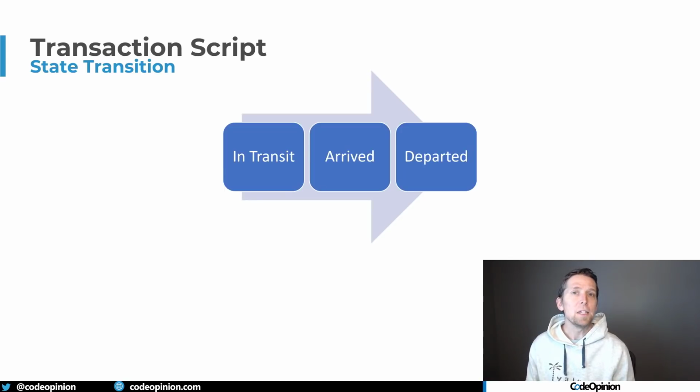So the key part is our state transitions for a stop. It goes through these three states. A stop is going to be in transit when we're on our way to that stop. So when we're on our way to the restaurant, we're in transit. Then when we get there to pick up the food, we're going to be in an arrive state. And then when we leave to go to the person's home or wherever we're delivering that food to, then that stop becomes departed. So that's the transition.